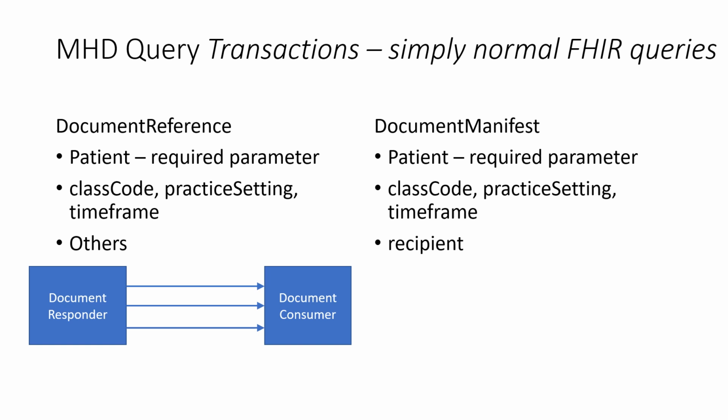So then, if we go over to the right-hand side, it's the query side, and in this case, these are just simple, normal FHIR queries. So a FHIR query against document reference. The patient query parameter is required because these are all patient-specific. But there are some other things like the class and the type and the practice setting and time frames that can help limit the number of document references that come back. And similarly, you can query on document manifests. And then the third transaction, which isn't really described here, is simply the retrieve of the document bits itself, the binary.